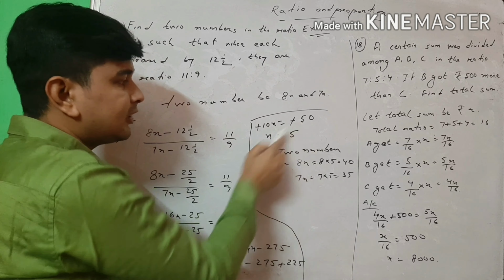So what are our two numbers? 8x and 7x. We already took 8x and 7x here. 8 into 5, because our x came as 5. 8 into 5 equals 40 and 7 into 5 equals 35.